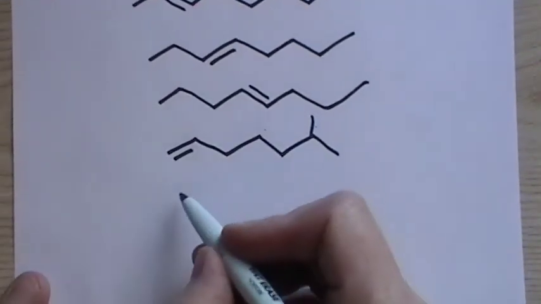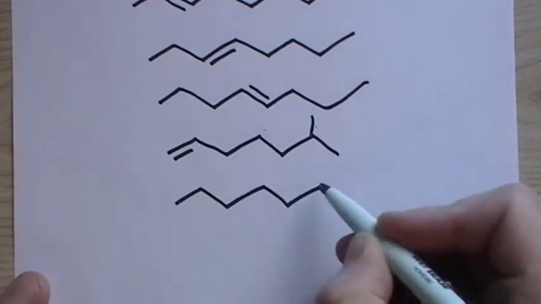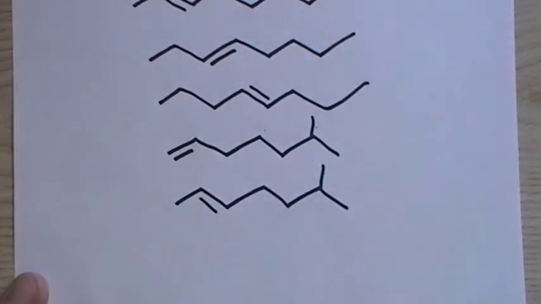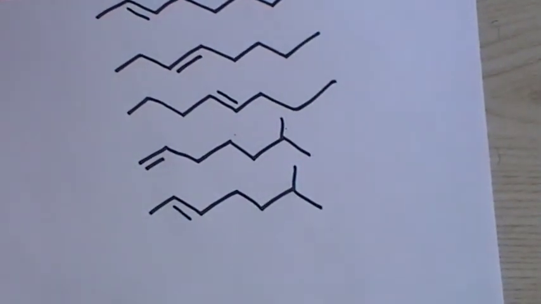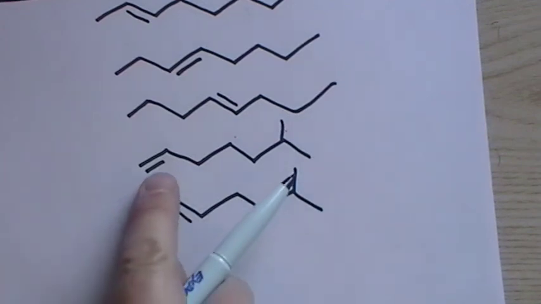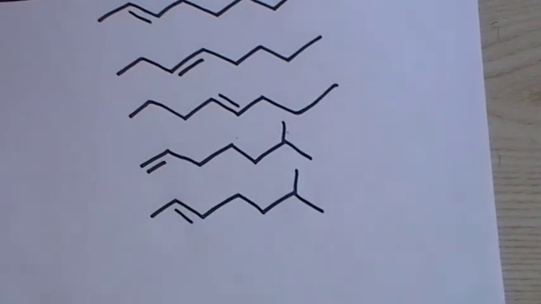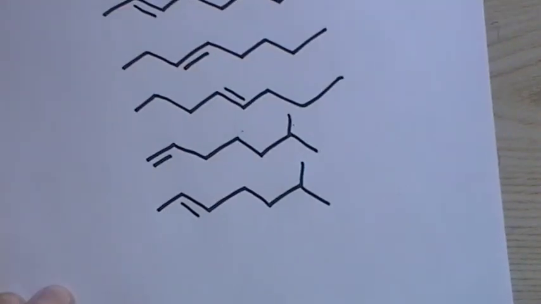And the more you do with these line angle formulas, the easier it will be to come up with these isomers, and very, very quick. Just make sure you see the double bond: the same structure, except the double bond has moved 1. These are definitely different from each other, so that double bond really helps out with the isomerism. Okay.